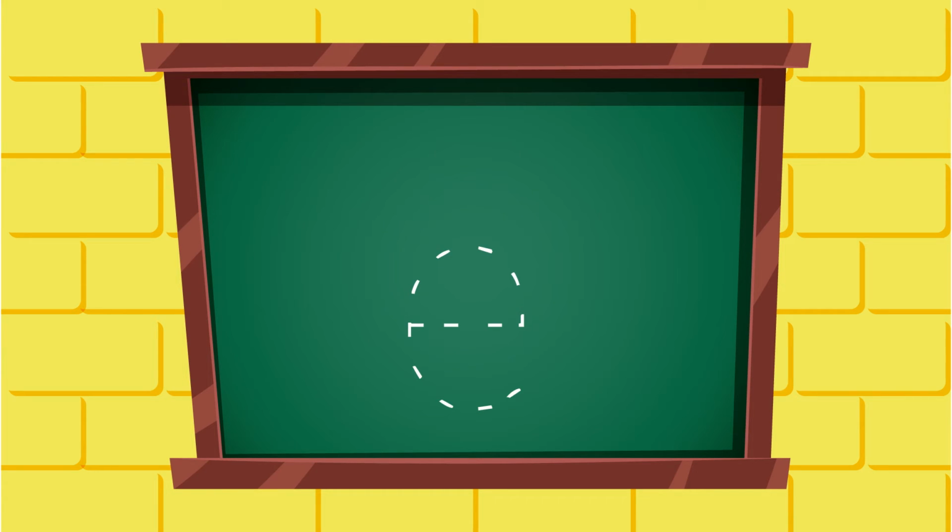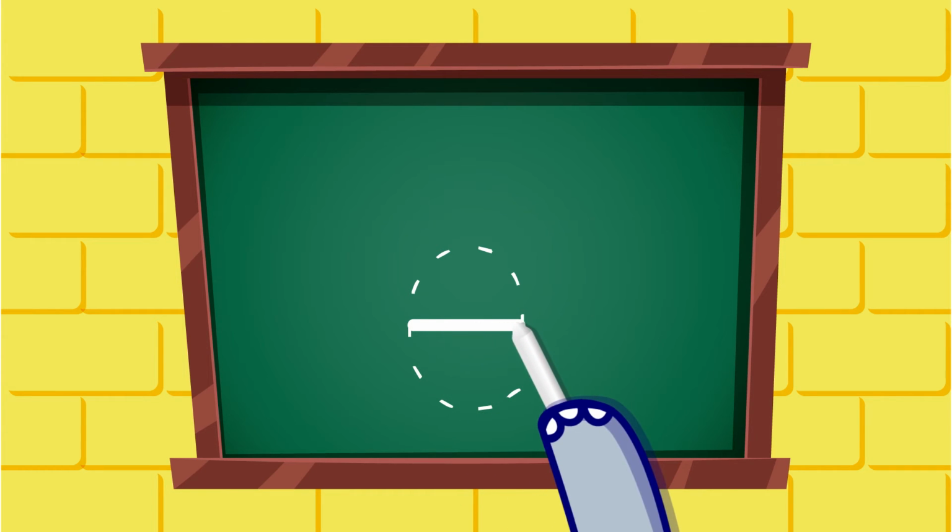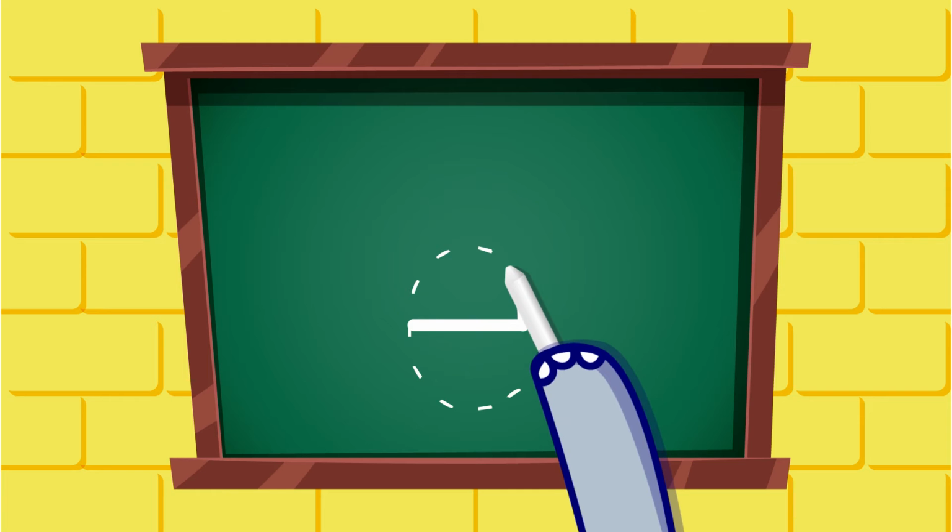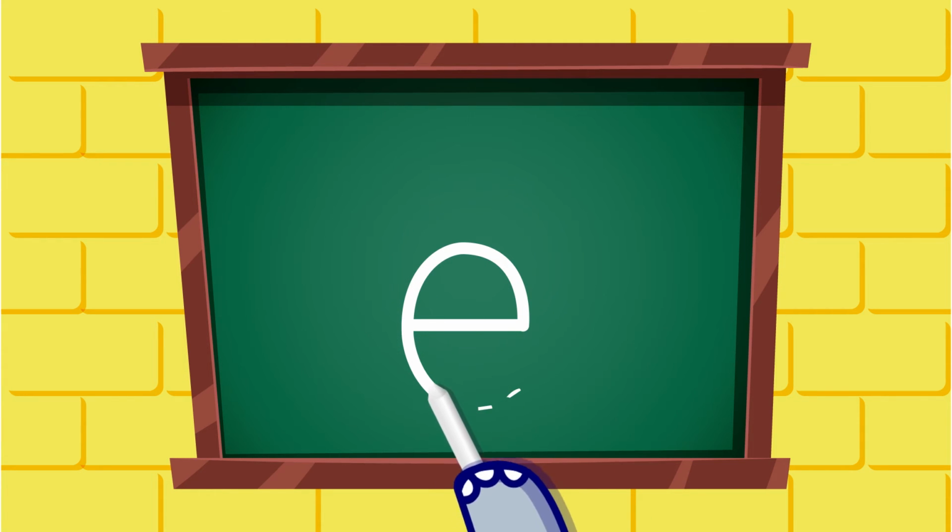Now we're going to write the lowercase e or small e. Start below the middle and make a line across. Next, go up and around to the bottom.